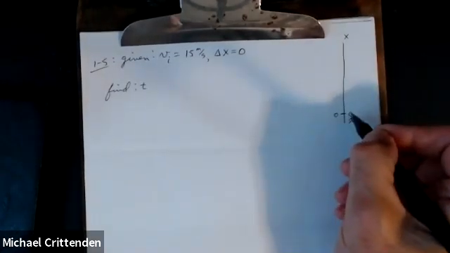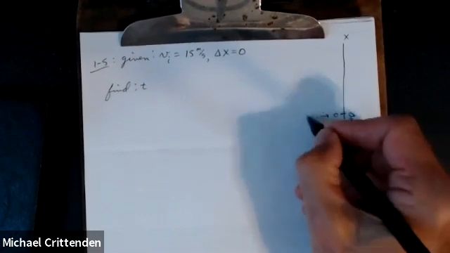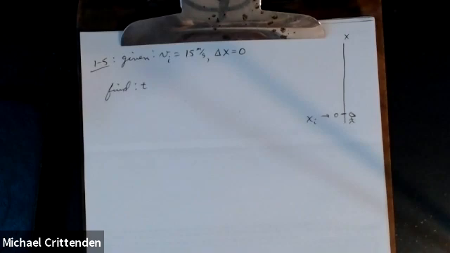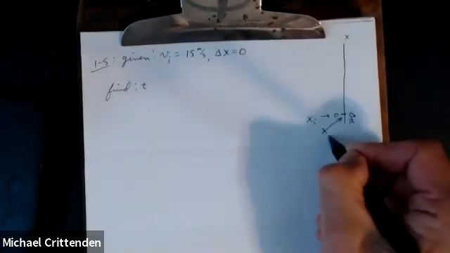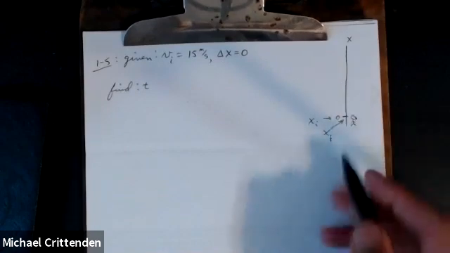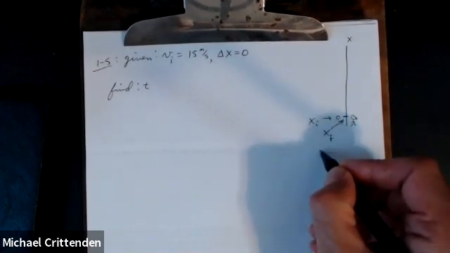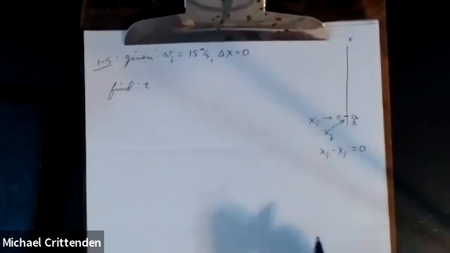So X initial is right here. That's where the rock started out. X final is also right here, same place. So whether you call it the origin or whether you call it some other number, X final minus X initial is equal to 0.